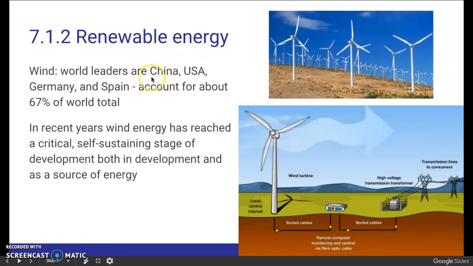If we look, the leaders for this are China, the USA, Germany, and Spain. So you see China actually on multiple lists. That's interesting because it's a nation that's very, very quickly developing.